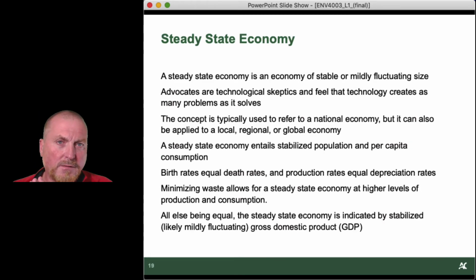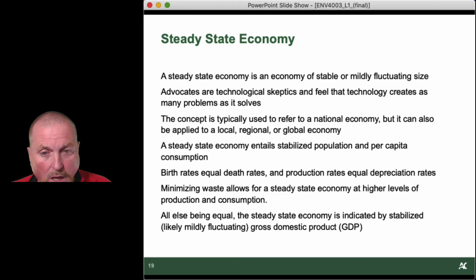And this is where the steady state economy is another key concept, but that's a concept that's largely owned by ecological economists. They've spent quite a bit of time figuring out how we can have a steady state economy. It's an economy of stable or mildly fluctuating size. In other words, we need to stop. We need to stop growing. We need to stop exploiting. We need to, etc. Okay? The advocates of this are technological skeptics and feel that technology creates as many problems as it solves.